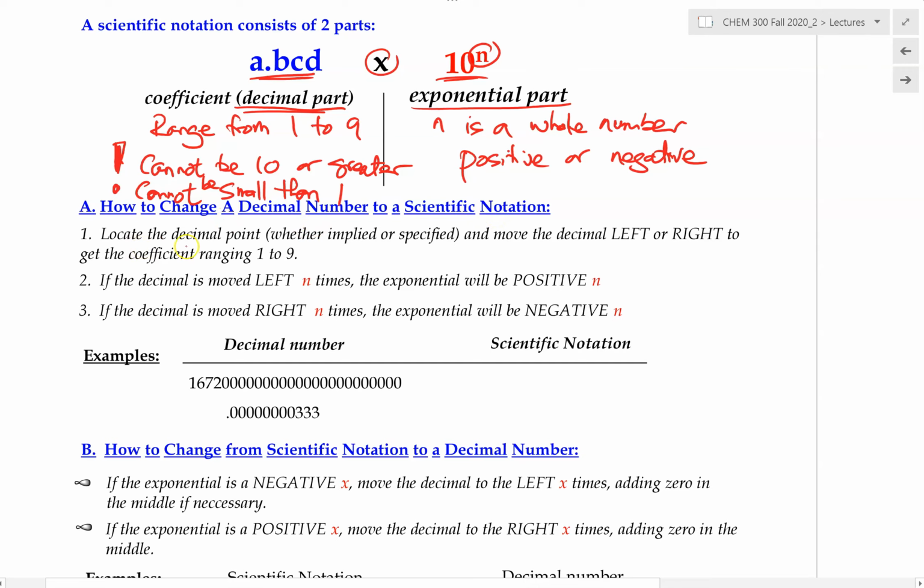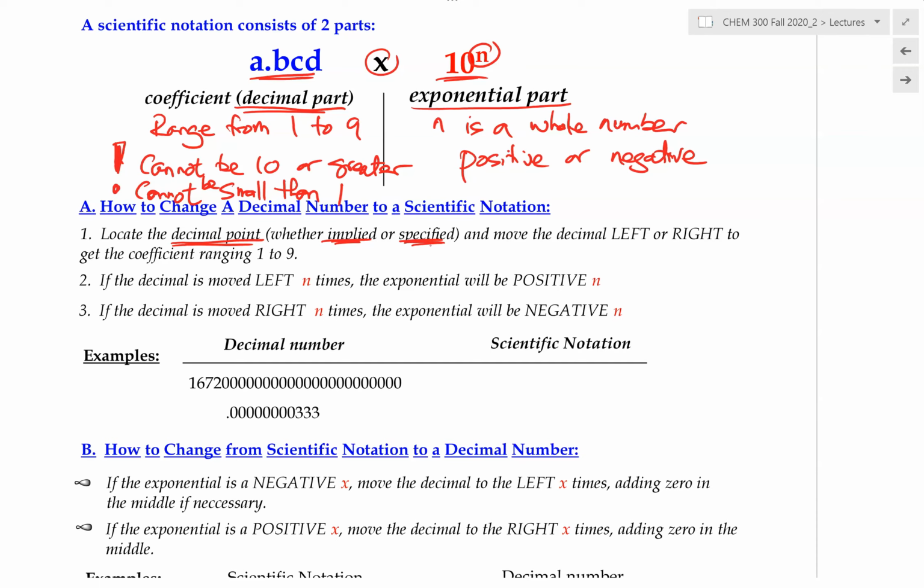First, locate the decimal point. There are two types of decimal point: the implied decimal point and the specified decimal point. The implied decimal point is basically the decimal point that is implied to be toward the end of the number, but it's not something that's been written out. However, it is implied to be after the last digit. So normally that is what we call the implied decimal point.